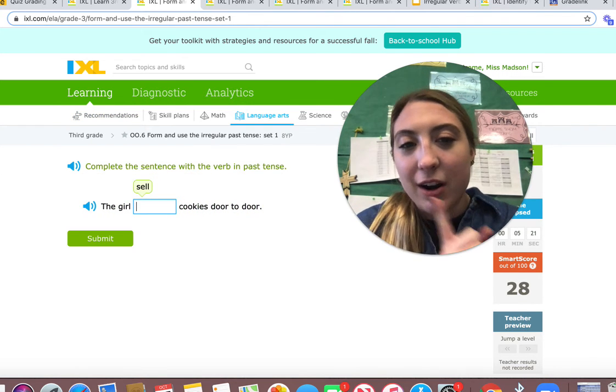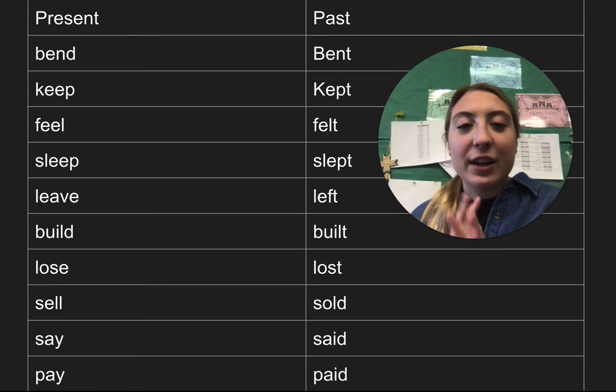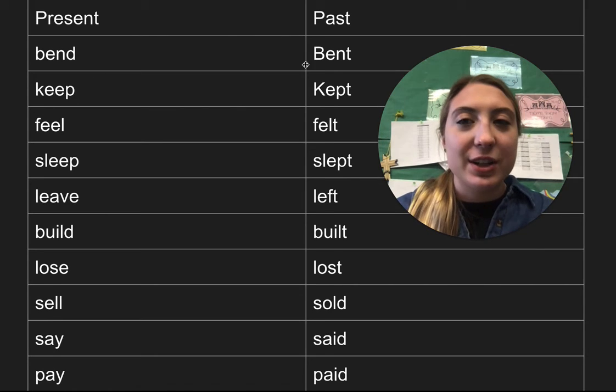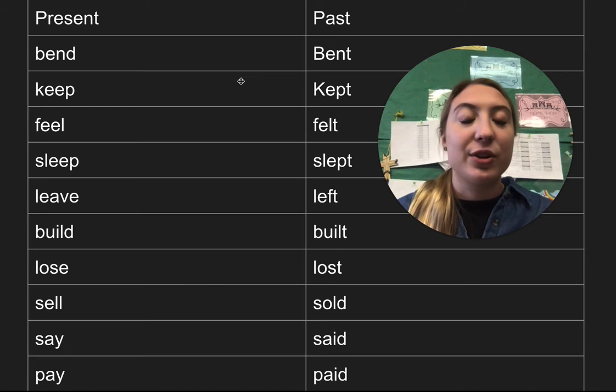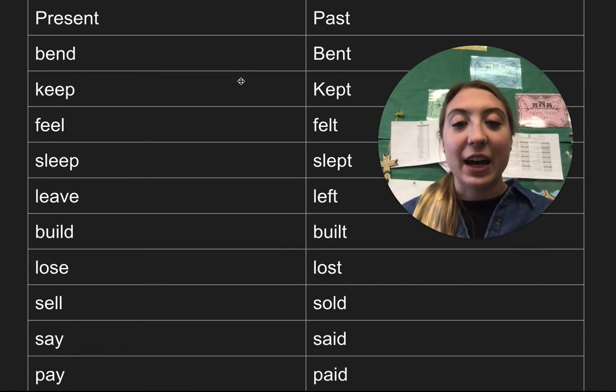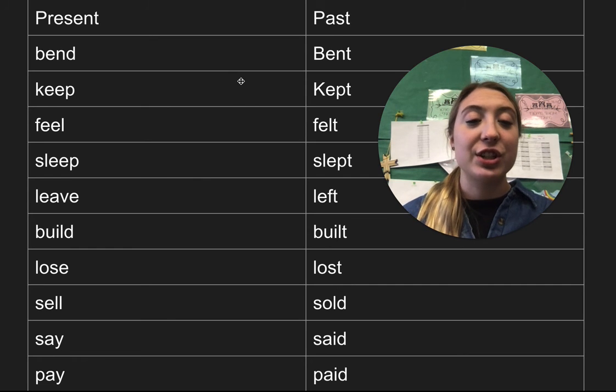Let's go back to our irregular verbs and go over them one more time. Remember, we are changing them to our past tense. Bend turns to bent. Keep turns to kept. Feel changes to felt. Sleep changes to slept. Leave changes to left. Build changes to built. Lose changes to lost. Sell changes to sold. Say changes to said. And pay changes to paid.